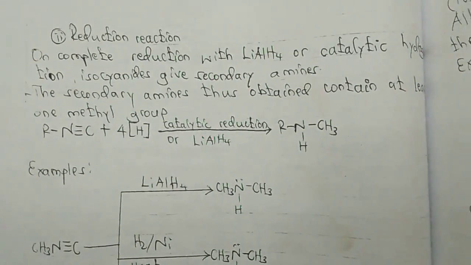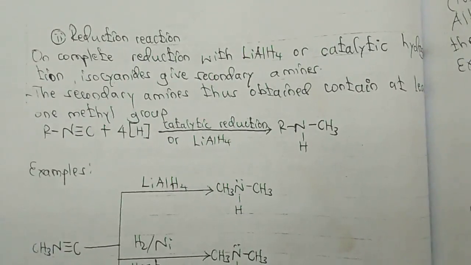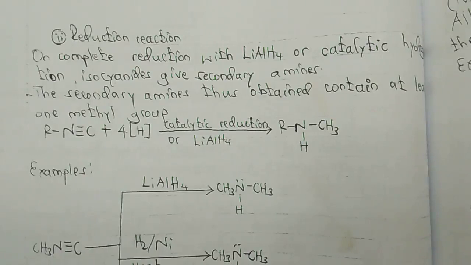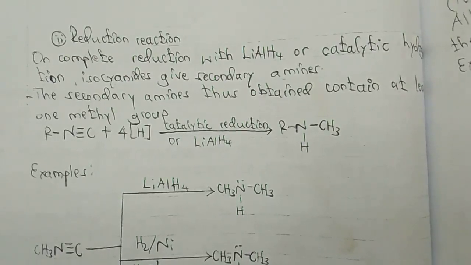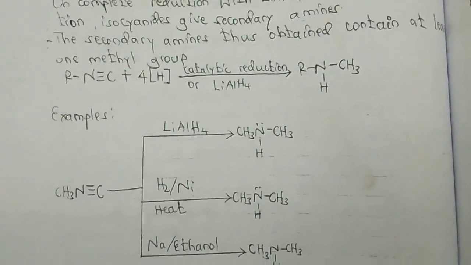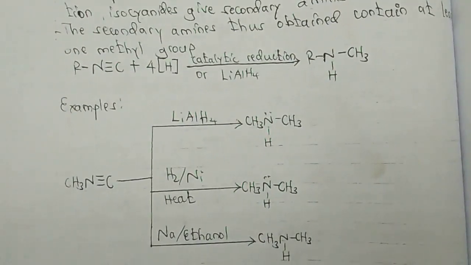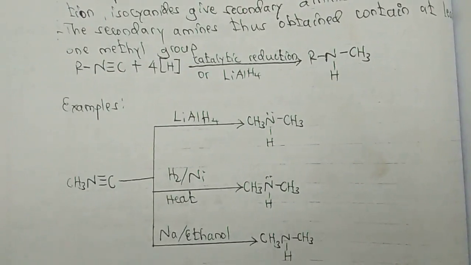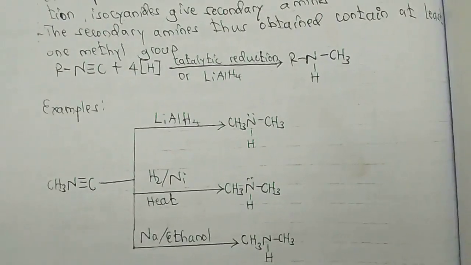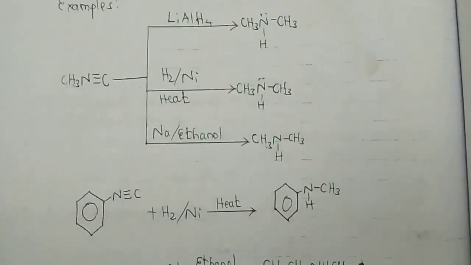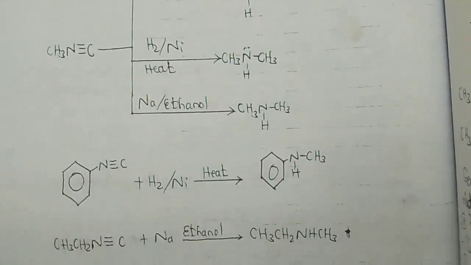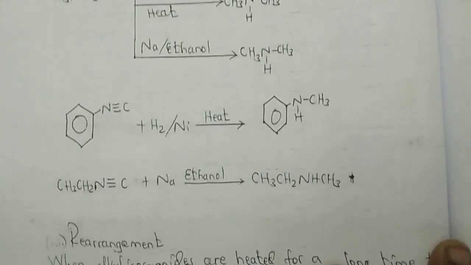On a complete reduction with lithium aluminum tetrahydride or catalytic hydrogenation, isocyanide gives secondary amine. The secondary amines thus obtained contain at least one methyl group. So for catalytic reduction, tunaweza kutumia hydrogen in the presence of nickel and heat, sodium in the presence of ethanol au lithium aluminum tetrahydride. Tunapata secondary amine, lazima iwe na one methyl group. Examples of the reactions ziko hapo chini.